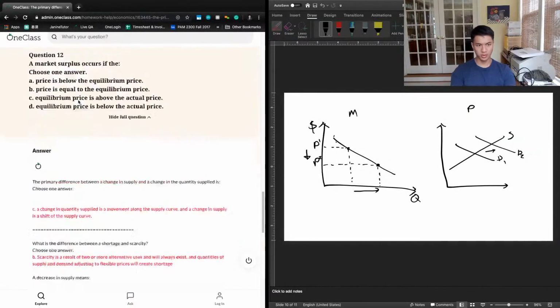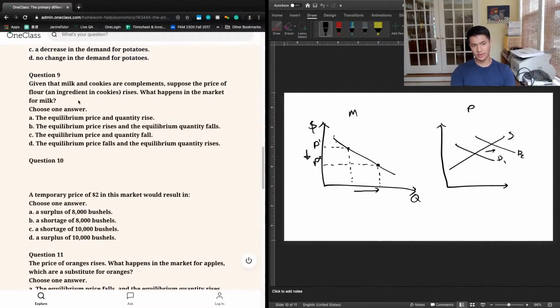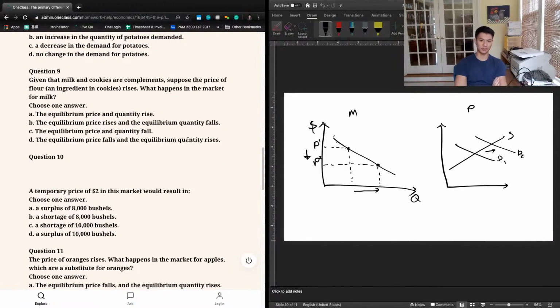Okay, let's move on to question 9. Question 9 says that given that milk and cookies are complements, suppose that the price of flour, an ingredient in cookies, rises. What happens in the market for milk? Choose one answer. A says the equilibrium price and quantity rises. B says equilibrium price rises and equilibrium quantity falls. C says equilibrium price and quantity fall. And D says the equilibrium price falls and equilibrium quantity rises.